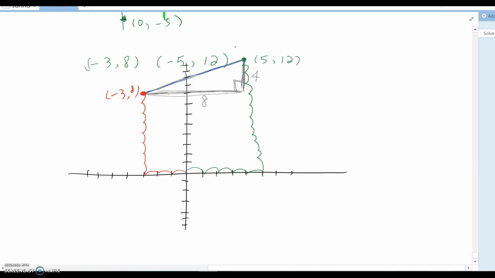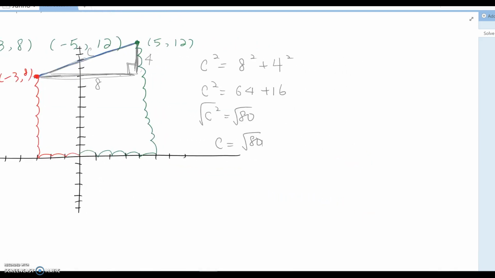So I'm going to make this c. So c squared equals 8 squared plus 4 squared. Now this becomes c squared equals 64 plus 16. So c squared equals 80. Now take the square root. Then c equals only the positive root of 80, because length cannot be a negative value, you only accept the positive value here.